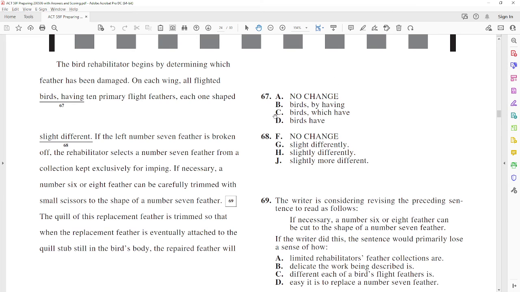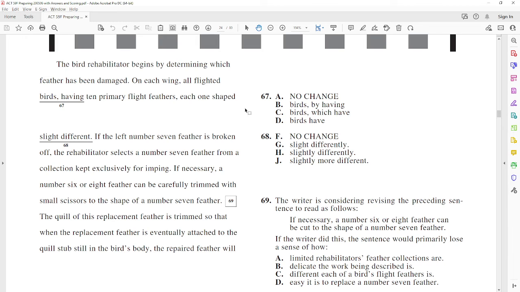67. The bird rehabilitator begins by determining which feather has been damaged. On each wing, all flighted birds having 10 primary flight feathers, each one shaped slightly different. All right, number 1, 2 underlines in the same sentence. 67, is there a question? No. Item to delete or omit? No. Correct as written. On each wing, all flighted birds having 10 primary flight feathers, each one shaped slightly different. That doesn't sound right to me. And again, you could go by sound. That would be one way to figure it out, but I'm going by rules, and there's no main verb there. So on each wing, all flighted birds have 10 primary flight feathers without a comma. That's what I'd say for 67. No comma and the word have. And that's D.